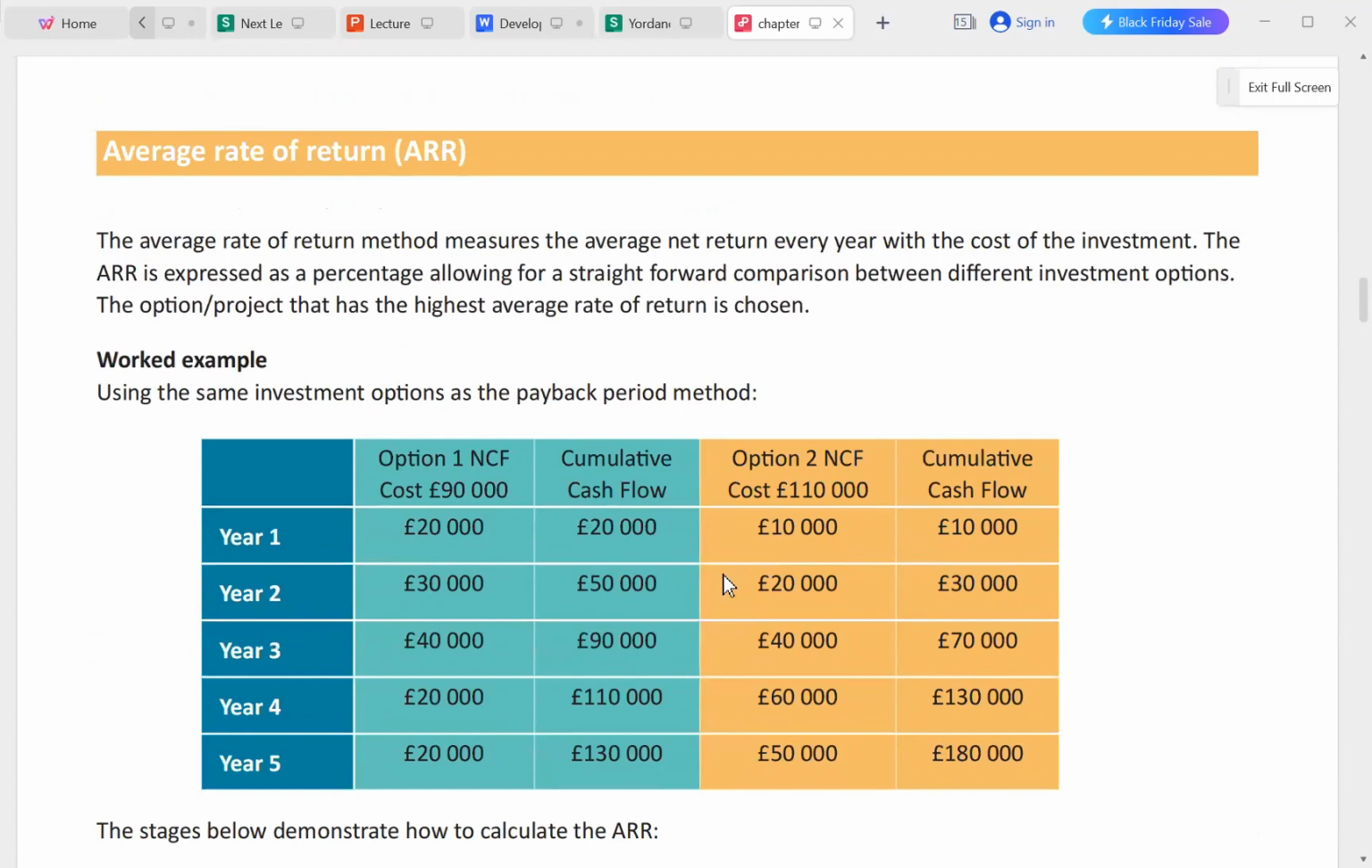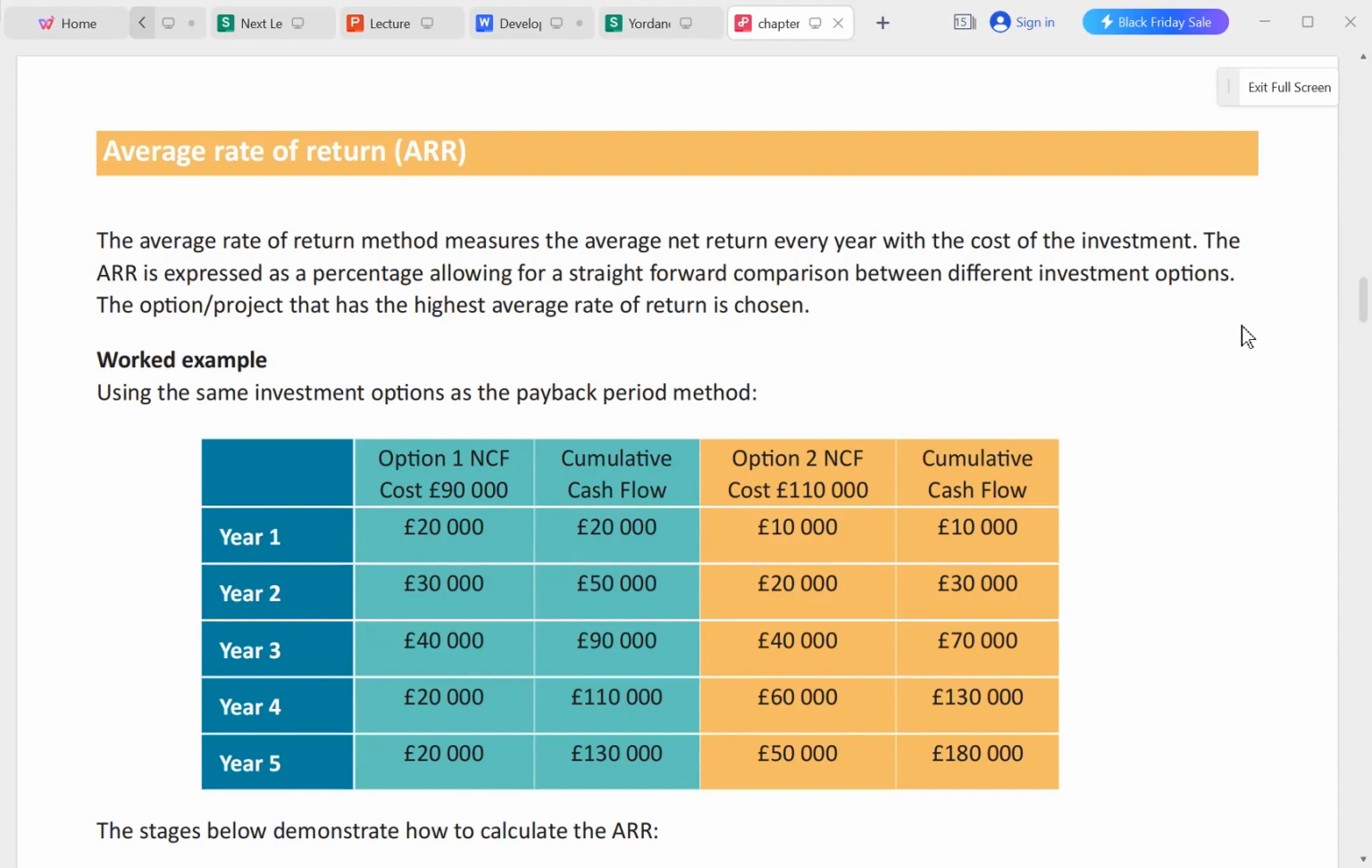Okay, then we look at average rate of return. Just so I know that you are engaging, can you drop a 1 if you are understanding what I'm saying or teaching here? Drop 1 so I know. Okay, good. I get 2 ones. 3, 4. Okay, we're good. We can move on.